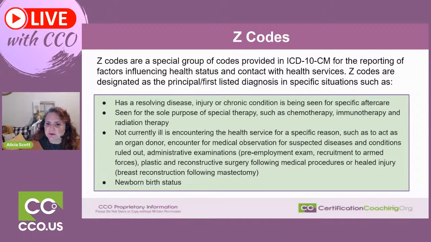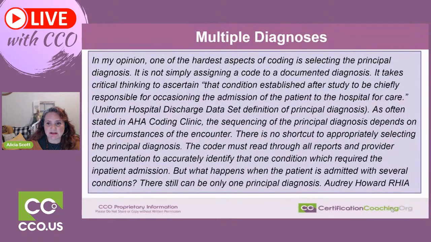Then also, they mention plastic and reconstructive surgery. Say a patient goes in and has bilateral mastectomies and they're doing the reconstruction of the breast. So, in other words, there's really not anything wrong, but they have to follow the care. And then don't forget the status of newborn babies. We would use a Z code for that. There's nothing wrong with the baby, but we do have to cover the status code.